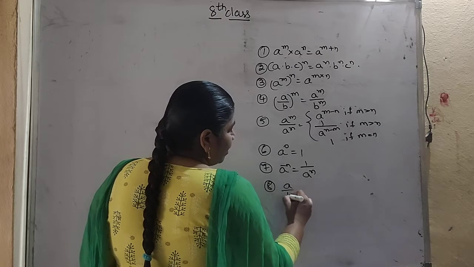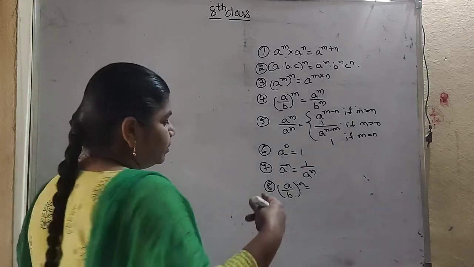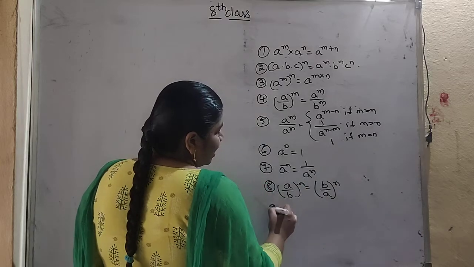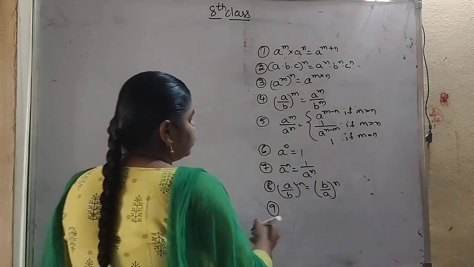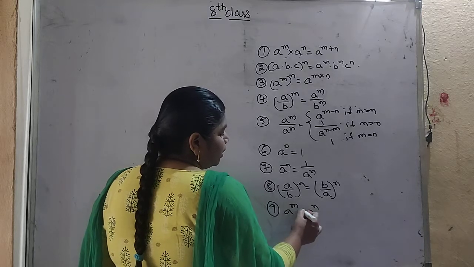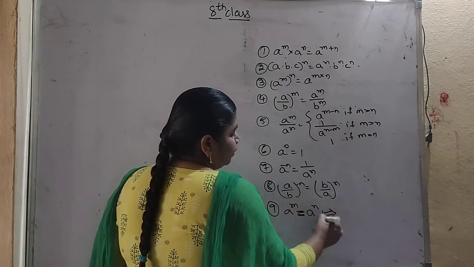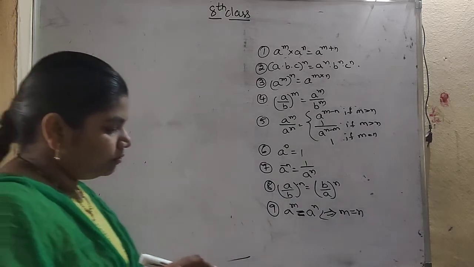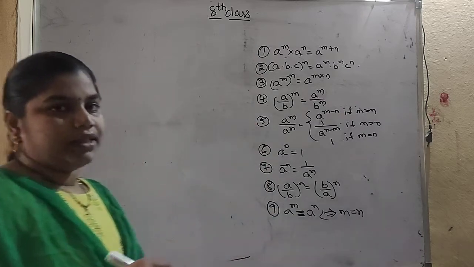Eighth is (a by b) whole power minus n, where the terms will be reciprocal, so you can write it in the form of (b by a) whole power n. And the last one, which we are going to use now: a power m is equal to a power n when both bases are equal and there is an equal to sign in the middle, which means the powers will be equated. So now we are going to use this ninth formula along with these formulas.